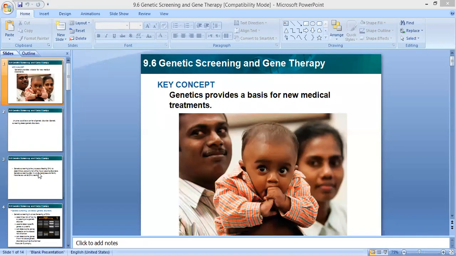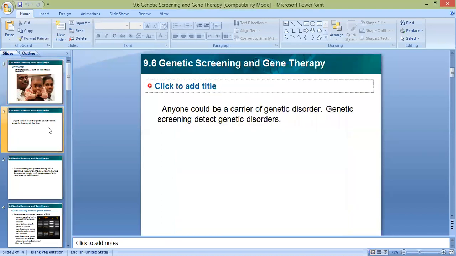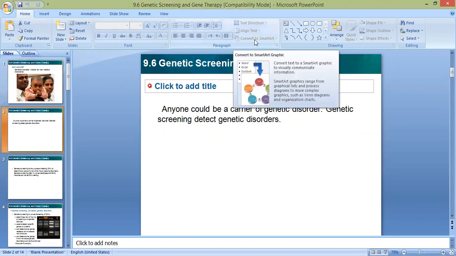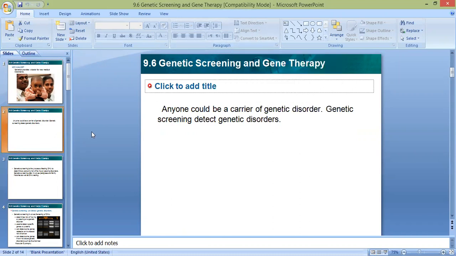Now, as we said yesterday, anyone could be a carrier for a genetic disorder, and genetic screening detects genetic disorders. We could be carriers and not show the symptoms of a certain disorder. So genetic screening will help us detect genetic disorders. Can you give me some techniques for genetic screening or for testing DNA? I will choose Murad.